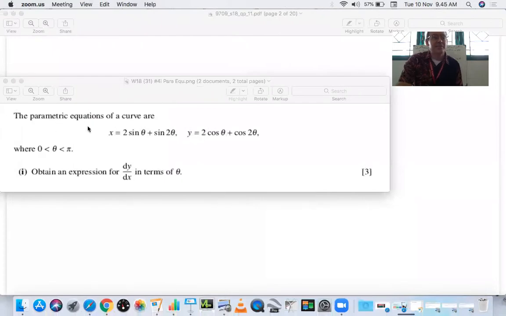And it says the parametric equations of a curve are x equals 2 sine theta plus sine 2 theta and y equals 2 cosine theta plus cosine 2 theta, where theta is between 0 and pi. So notice again, it's in radians. Obtain an expression for dy dx in terms of theta.